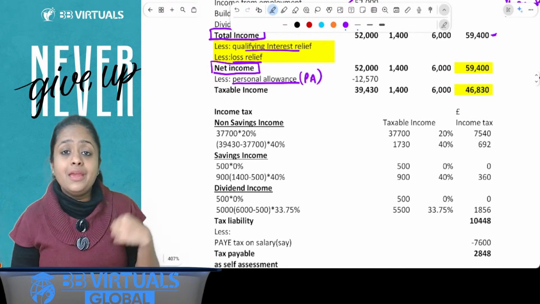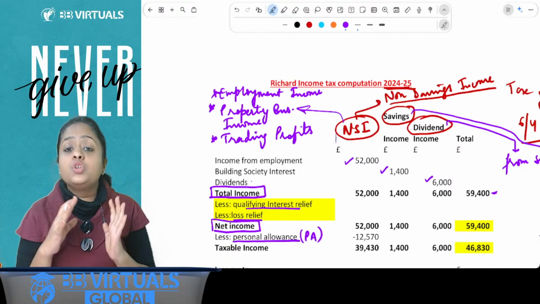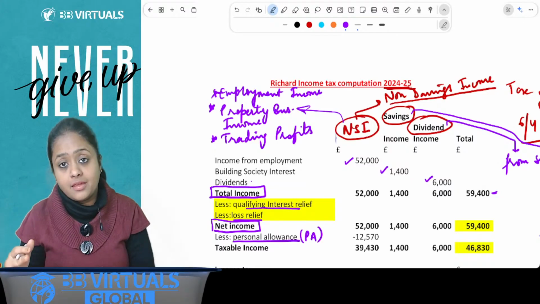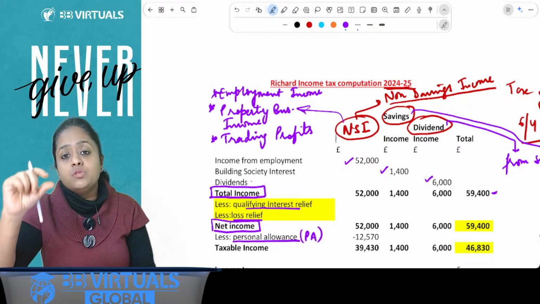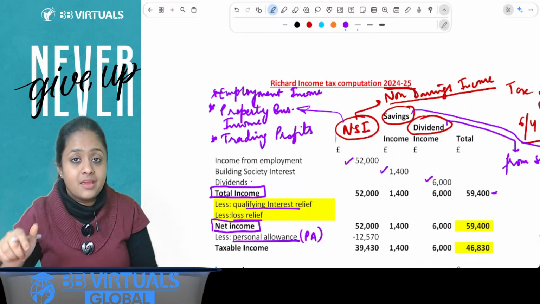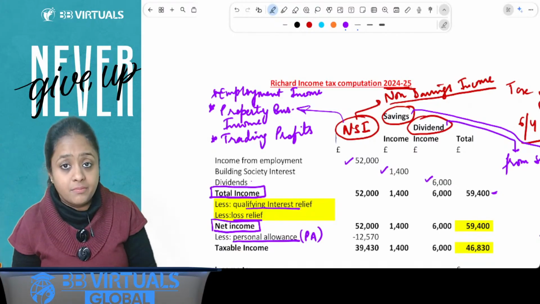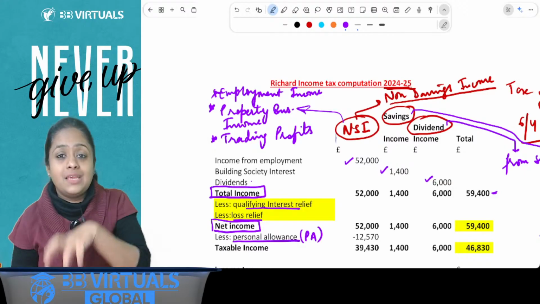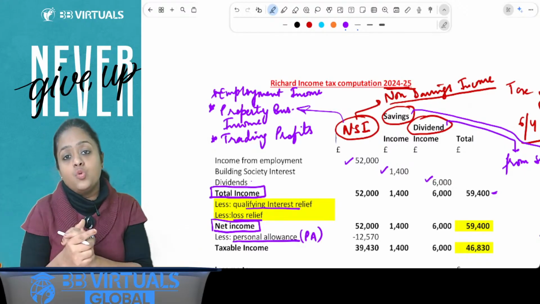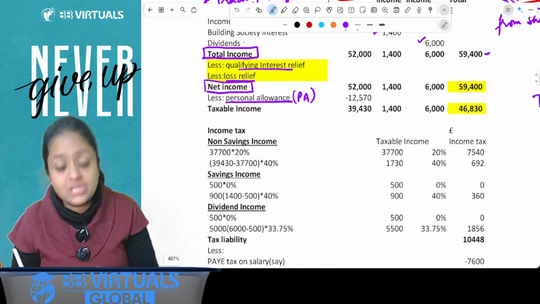Now, PA is 12,570. In the sequence of adjusting as given by HMRC as well as your ACCA examiners, first you will use PA against the NSI. Only when the non-savings income becomes zero, only then you will use the balance remaining against SI. And only when it becomes zero, then you will use it against DI, dividend income. You cannot skip the sequence. So if you have non-savings income very low or savings income very low, but dividend income is very huge, can't help it. First NSI, then SI, then DI. So we will adjust in the same sequence.